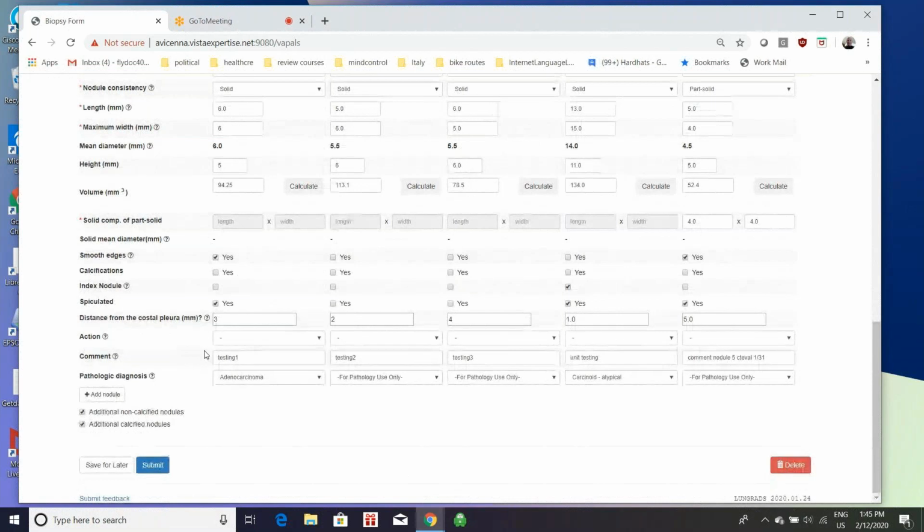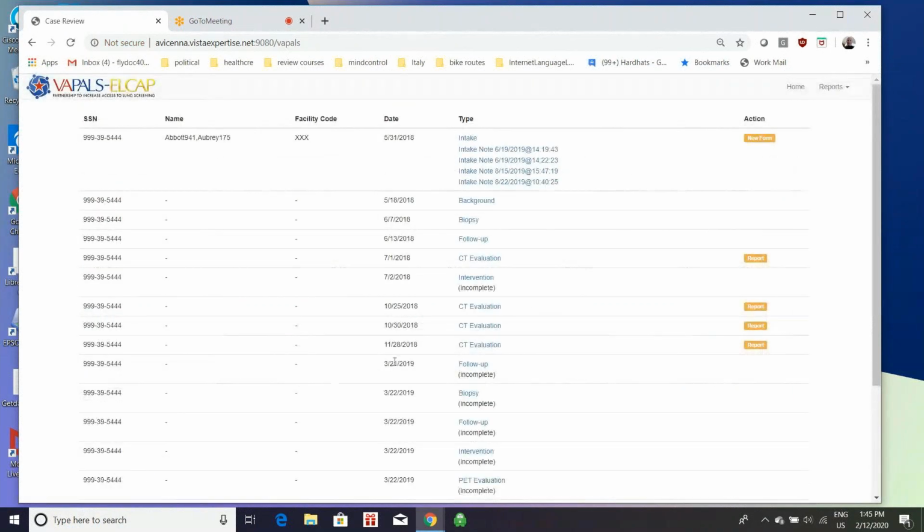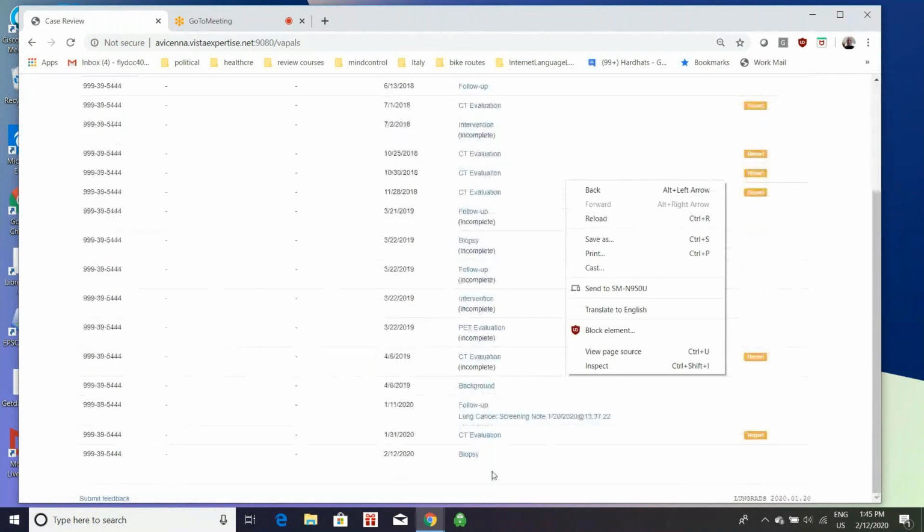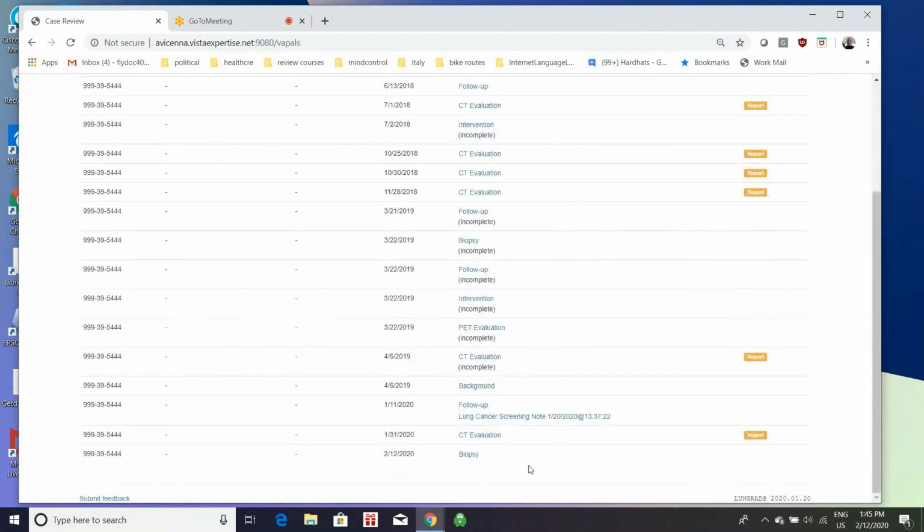And then you can put your actions, your new actions, whatever you're going to do. I'm just making this stuff up, obviously. And I can submit. All right. And now so there's the biopsy. There's the biopsy report down there.